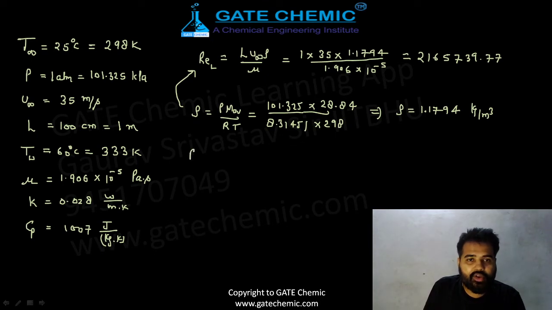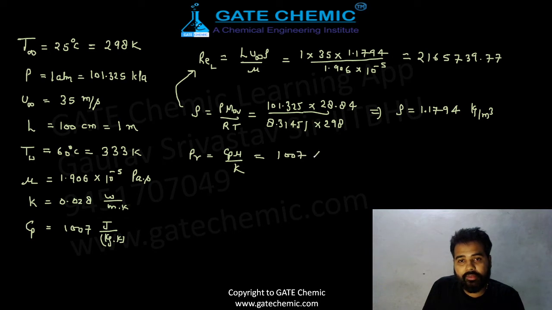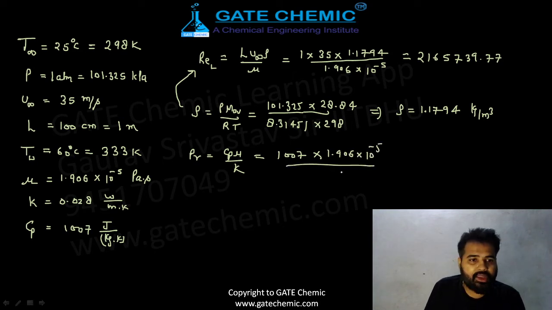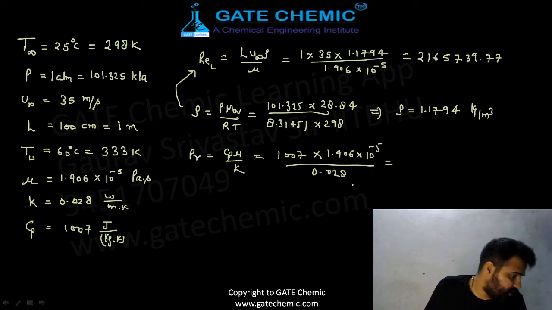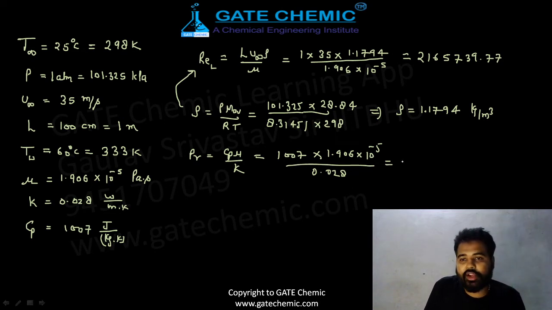Similarly, you can calculate Prandtl number. Prandtl number is Cp mu by K. Maybe in your examination the Prandtl number value is given directly, to save your time. So 1007 into mu, 1.906 into 10 to the power minus 5 upon K, 0.028, and after solving you will get Prandtl number as 0.6855. Absolutely correct, beta.